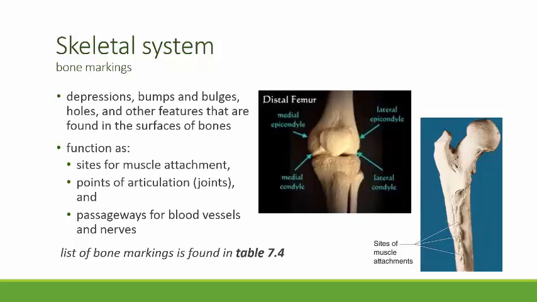And so on page 215 in the chapter, there is a long list of different kinds of bone markings. The depressions, the bumps, the bulges, the holes, other features that we see on the surface of bones. And these are sites for muscle attachment, points that articulate, or they might be holes and passageways for blood vessels and for nerves. So I want you to pay close attention to Table 7.4, because these terms are explaining the bone markings that you see in the drawings that you are learning.